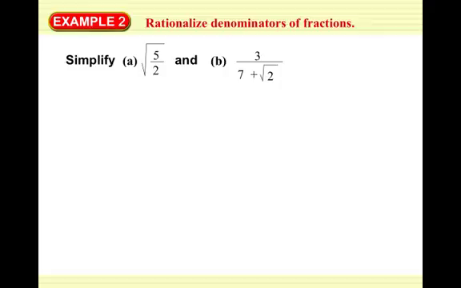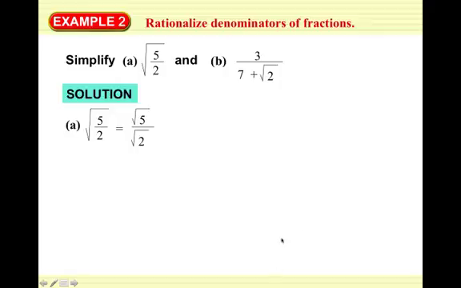Let's look at examples. Alright, I've got square root of 5/2. Well, that's a problem because I've got a fraction in my radicand. So I'm going to do square root of 5 over square root of 2. Neither one of those can be simplified. Not a big deal for the numerator, it is a big deal for the denominator. So we have to rationalize the denominator.